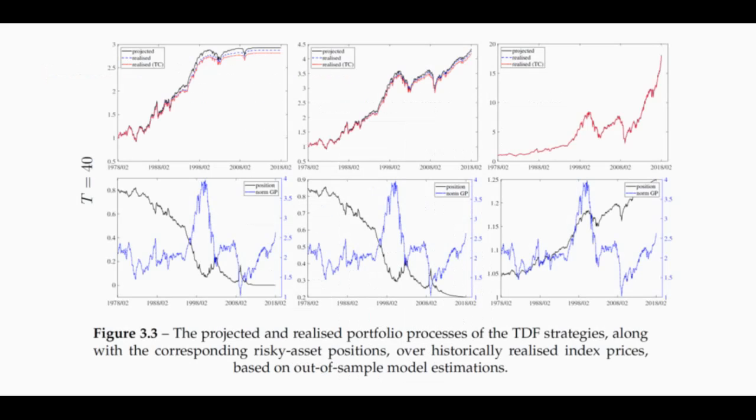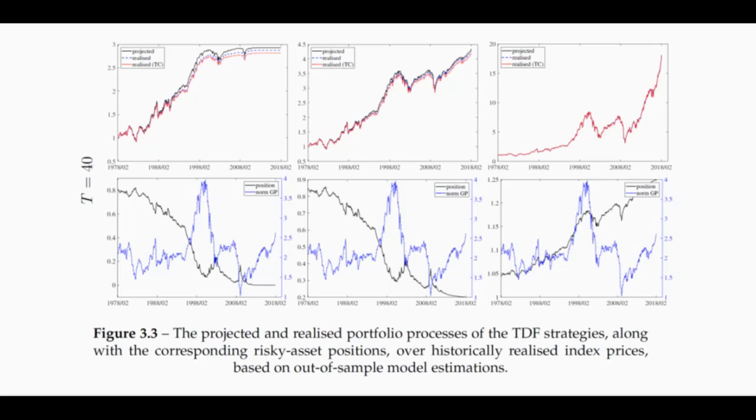It is invested partly in the risky asset. Toward the end of the period, most or all of the assets are moved to the riskless asset. So the black curve here shows the risky asset allocation. Initially it's 80%, and at the end of the day it's 0%.